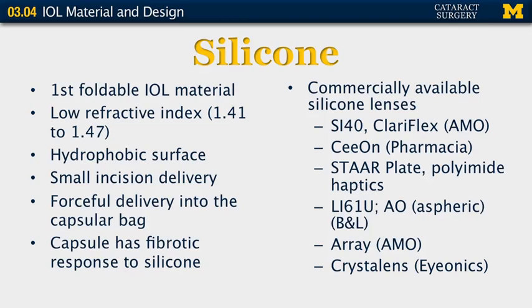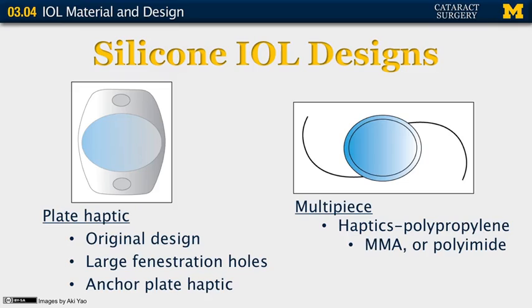There are many lenses available made of silicone, including the more recent crystal lens. So here are two basic designs available in silicone lenses. The original was the plate haptic design. So this one-piece lens has two large fenestration holes, and those allow the surgeon to position that lens and rotate it appropriately in the capsular bag.